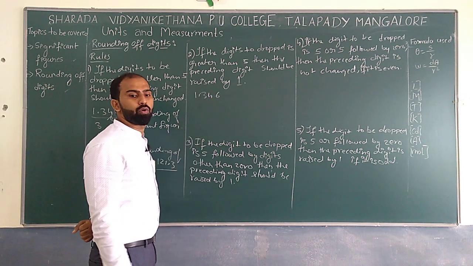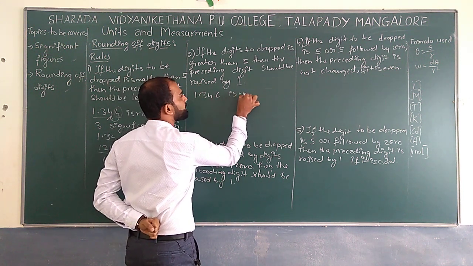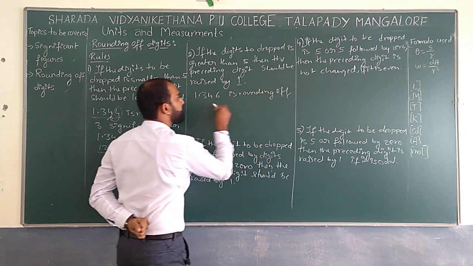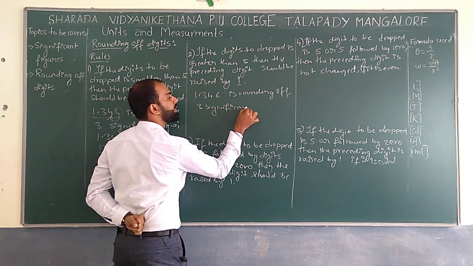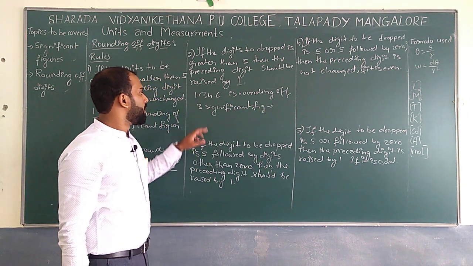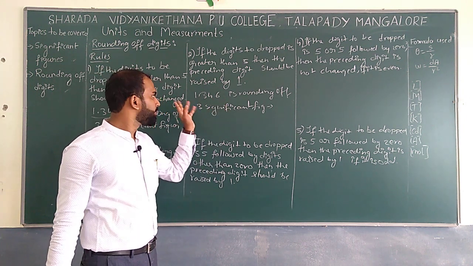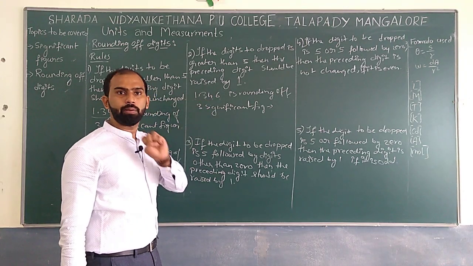I can take 1.346. Your job is rounding off to 3 significant figures. Your answer should be what? By the way, how many significant figures are there in the given value? There are 4 significant figures: 1, 2, 3, 4. Now I need only 3.